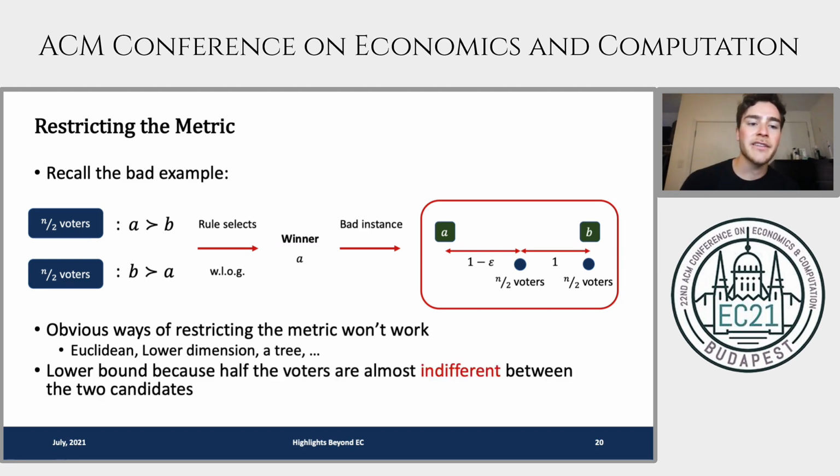But if we think about it at an intuitive level, the reason this lower bound is so bad is because half the voters are almost completely indifferent between the two candidates. They're right in the middle between A and B. So we might ask the question, what if the voters are more polarized?